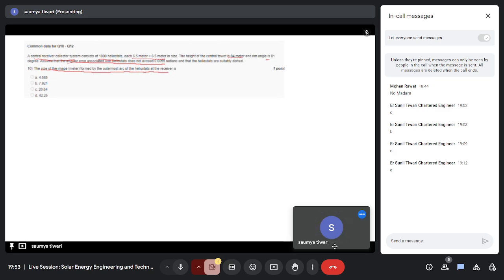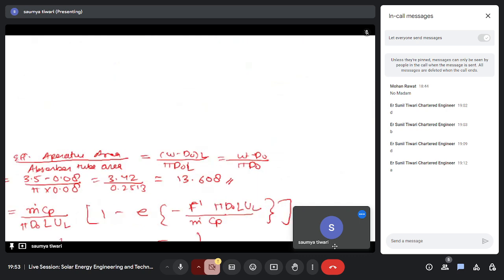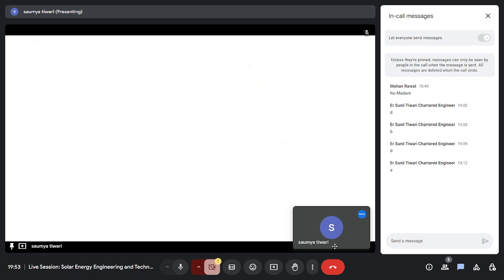Okay, since we have only 7 minutes left, I'll start solving this question along with you. Let's see how to solve this question. What's given in the question is a solar tower. This is where your concentration occurs, and it's surrounded by several heliostats.